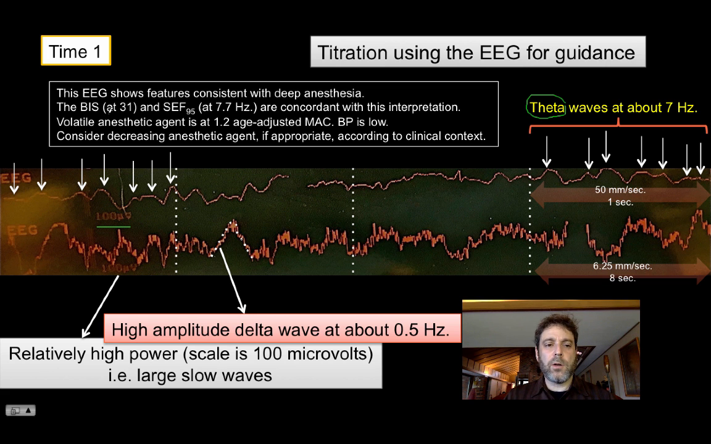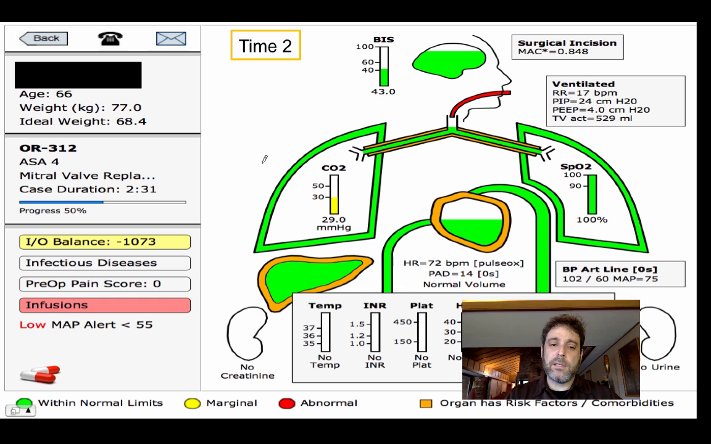This is concordant with a BIS value of 31, a spectral edge frequency of 7.7 Hertz, which is reassuringly congruent with our actual count of the spindles. And the volatile anesthetic agent is actually at 1.2 age-adjusted MAC. So with this pattern, it would be reasonable to decrease the general anesthetic.